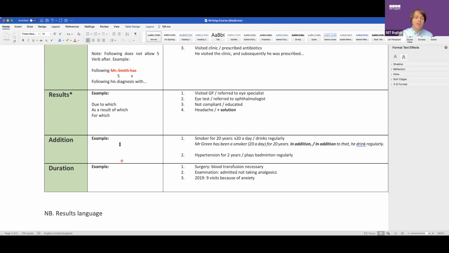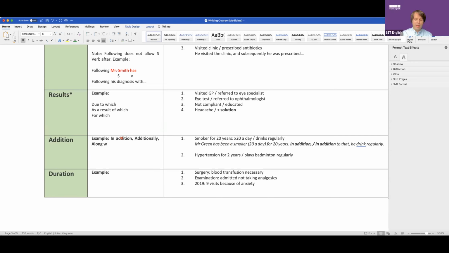Now, so examples of addition, guys, are of course in addition. What else? Additionally. What else? Along with. Along with, yeah. As well as. Along with that, let's say.